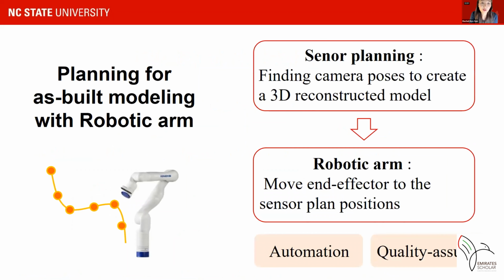To ensure the quality, our idea for data collection is using a camera-attached robotic arm. The idea consists of two planning elements: one is sensor planning, and the other is robotic arm motion planning. Sensor planning is finding sensor locations that can generate the 3D point cloud, and robotic arm planning is to move the end effector through the planned sensor locations. A programmable robotic arm can automate the data collection task. Also, it assures the quality of the as-built model.